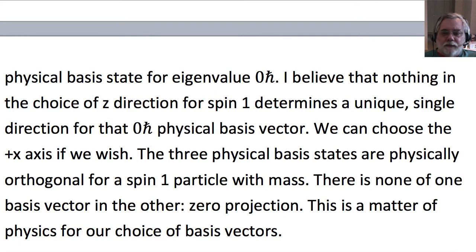The 3 physical basis states are physically orthogonal for a spin 1 particle with mass. There's none of one basis vector in the other. There's 0 projection. This is a matter of physics for our choice of the basis vectors.